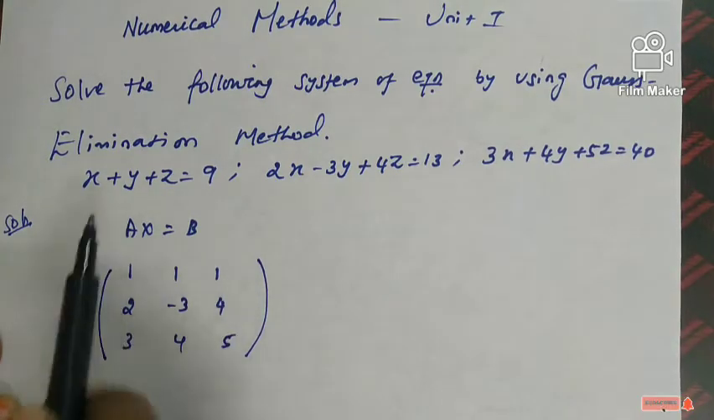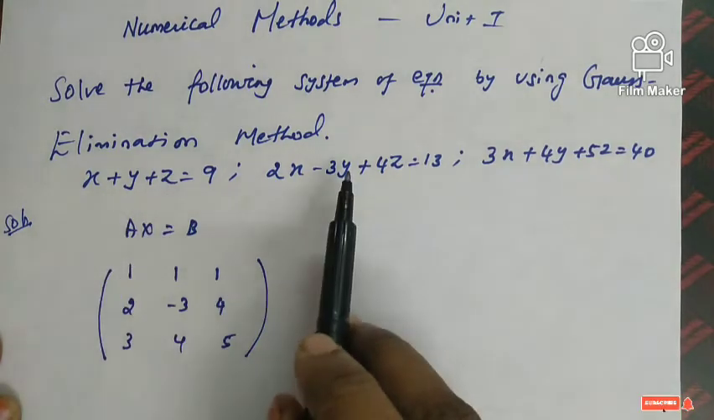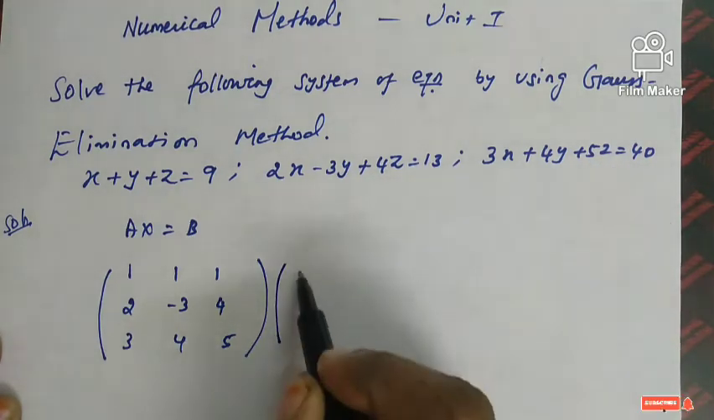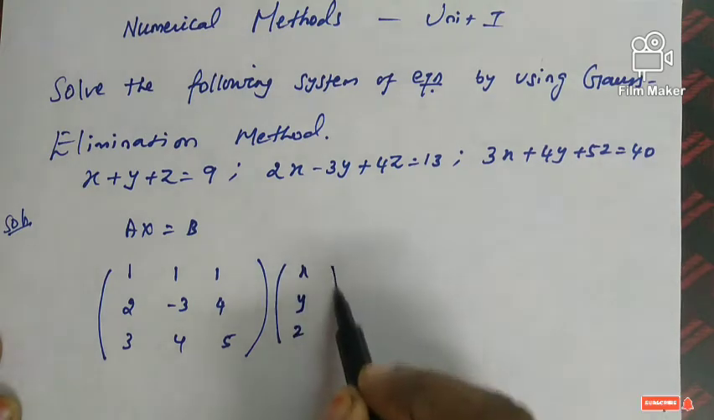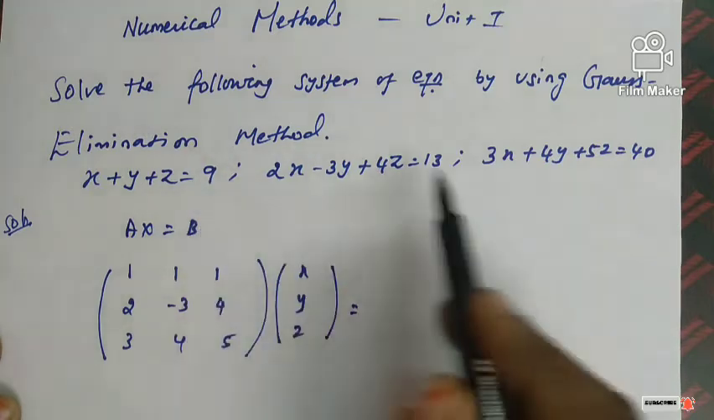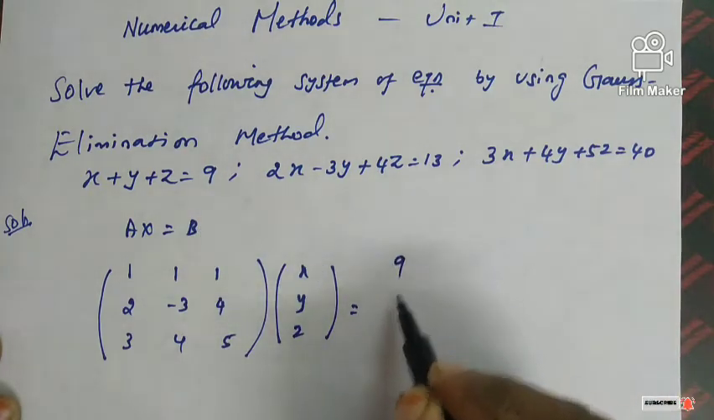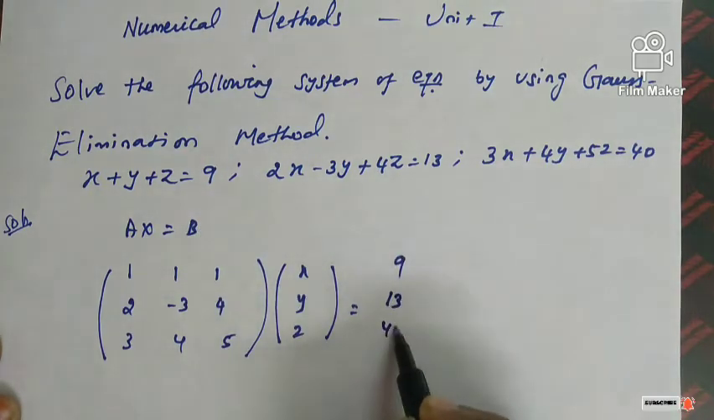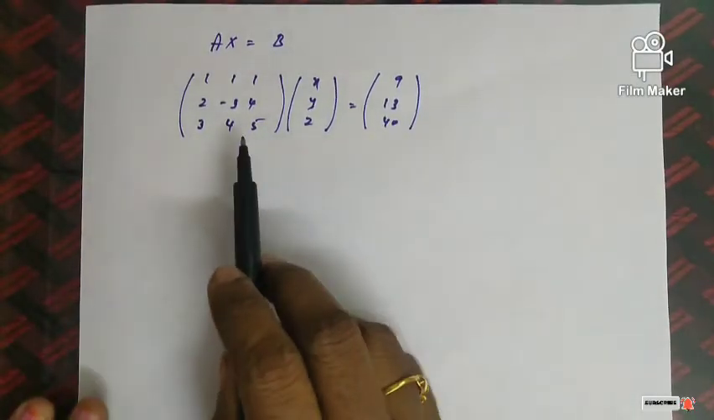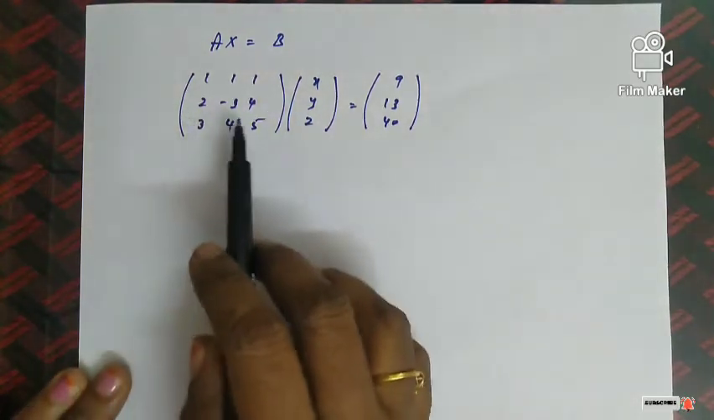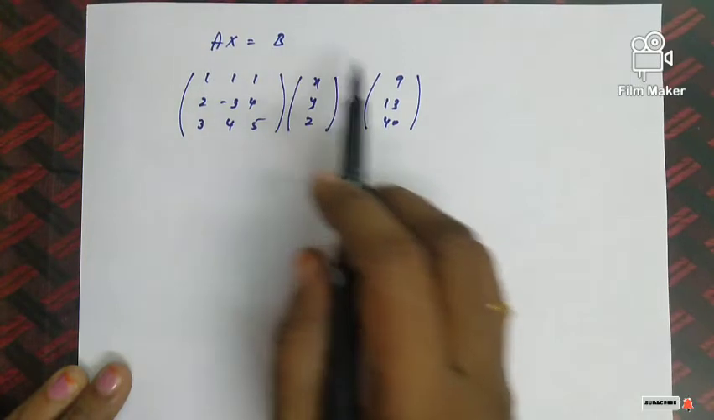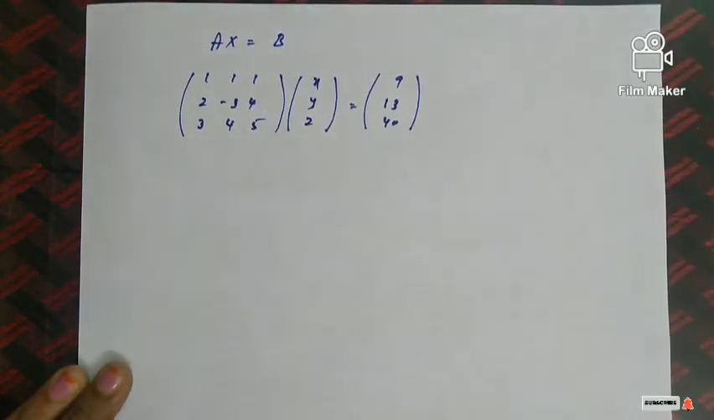And in this question, the capital X is nothing but x, y, z, equal to b. B is nothing but the constants in the equations: 9, 13 and 40. So now we have made the form Ax equal to b. A is the coefficient matrix and capital X is x, y, z. B is the constant terms in the given system of equations.